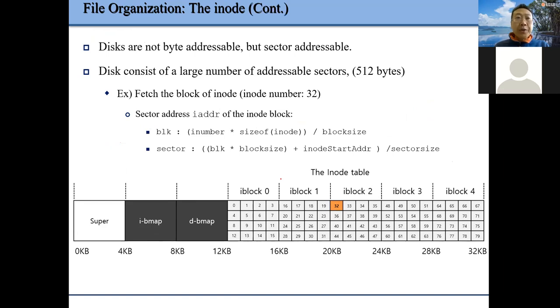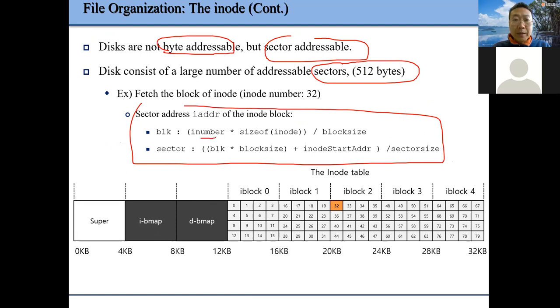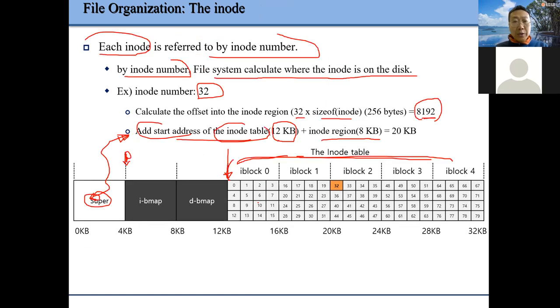A little bit more detail: disks are not byte addressable, but sector based addressable. Each sector is 512 bytes. Then there is some calculation based on this inode number. Then we can find the corresponding block, and use this block with the starting address to find the corresponding sector. Then from the sector, we can get our inode. So those are details.